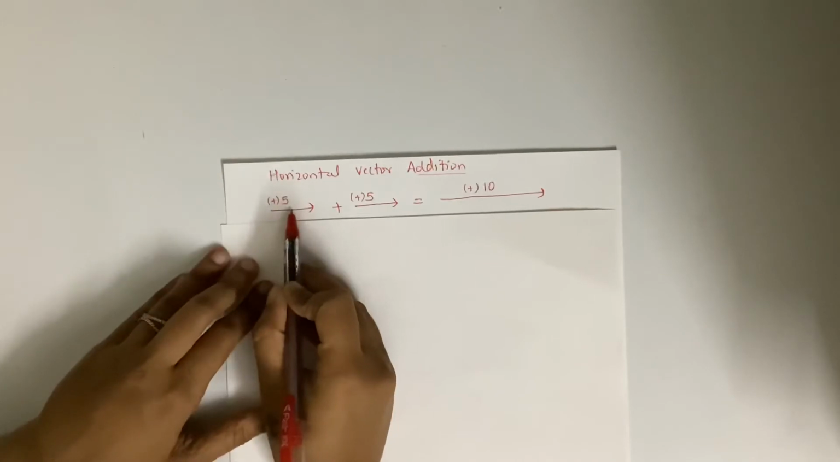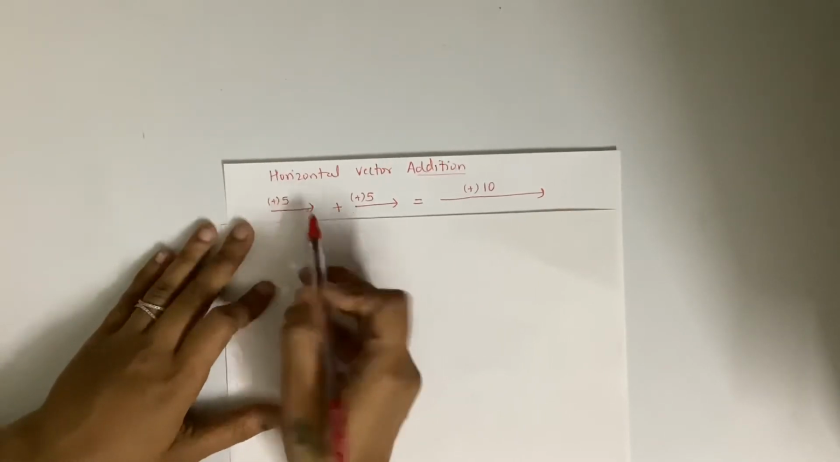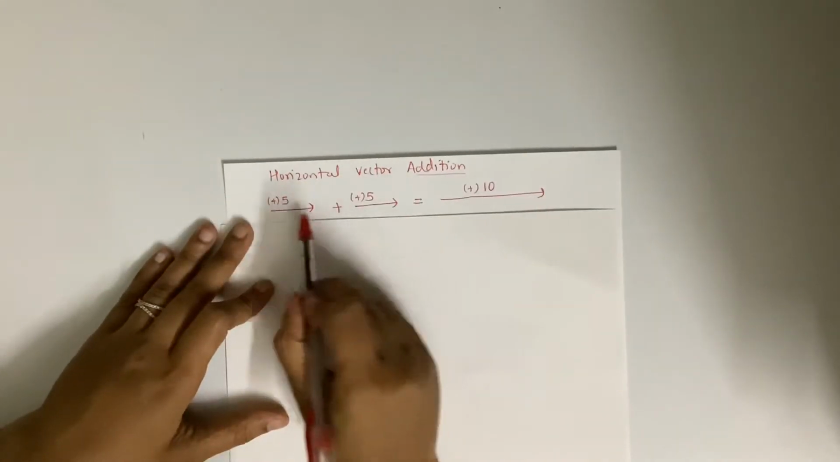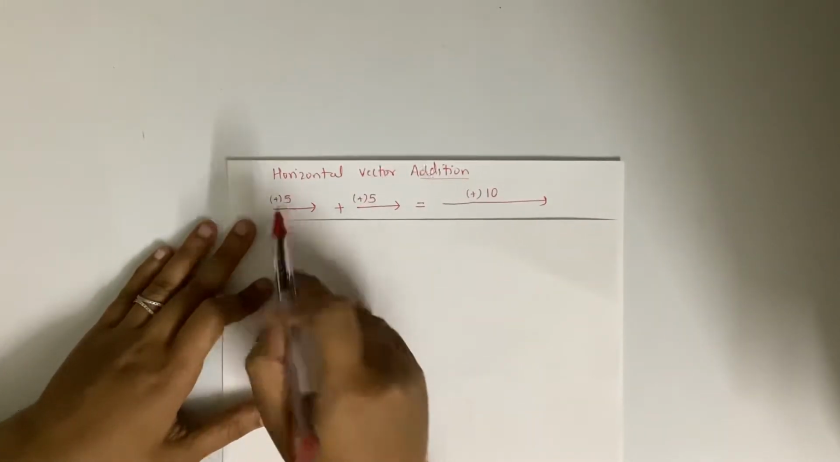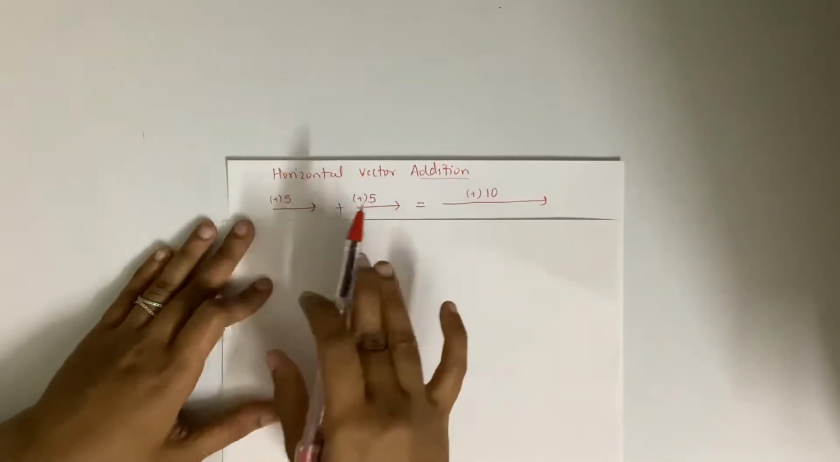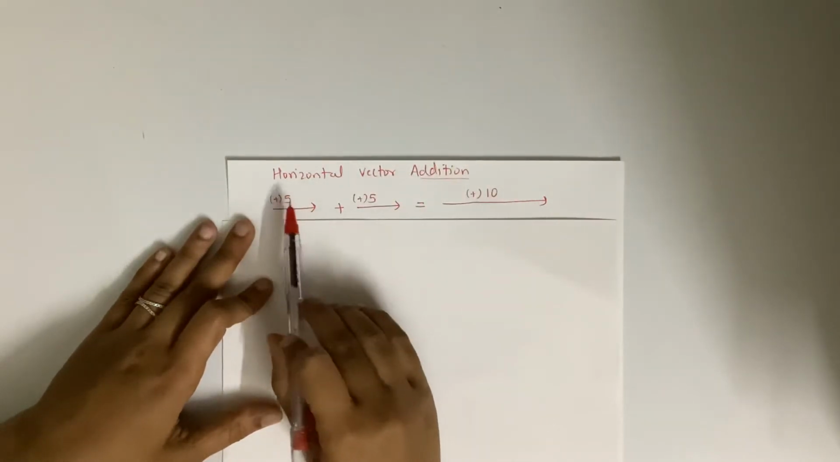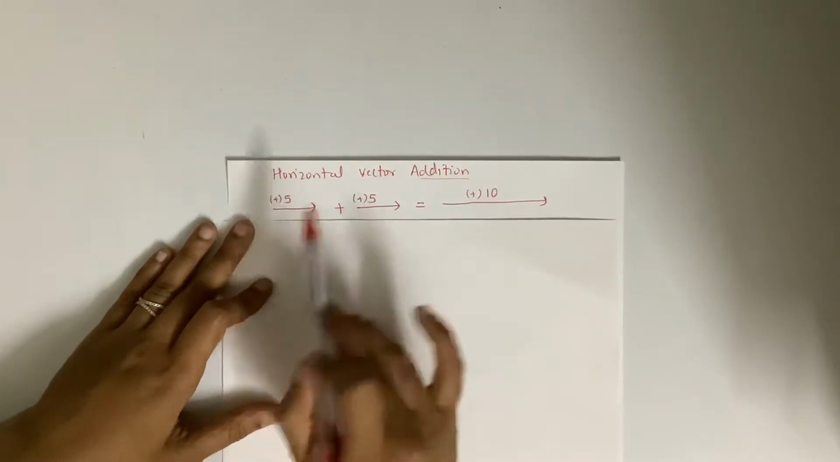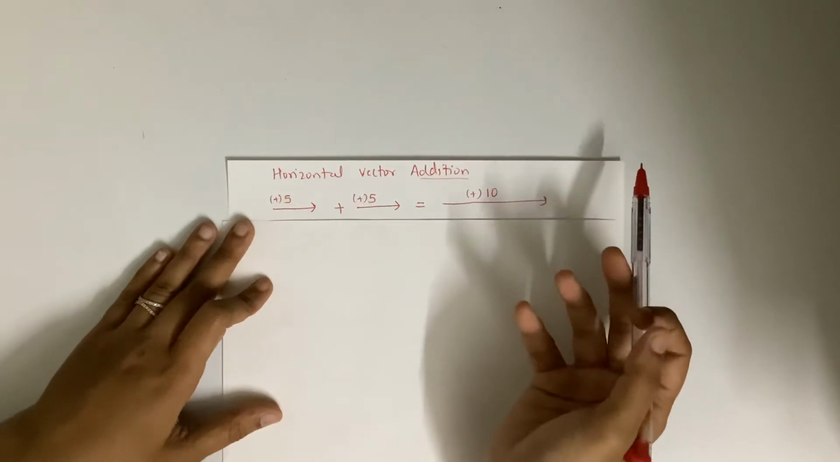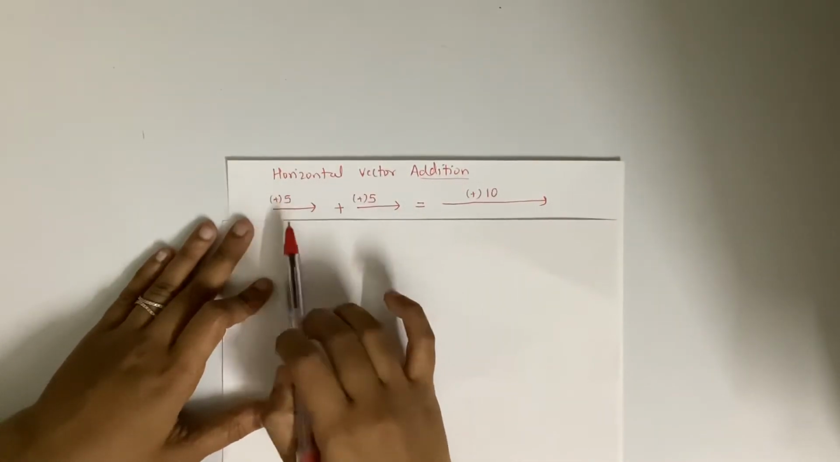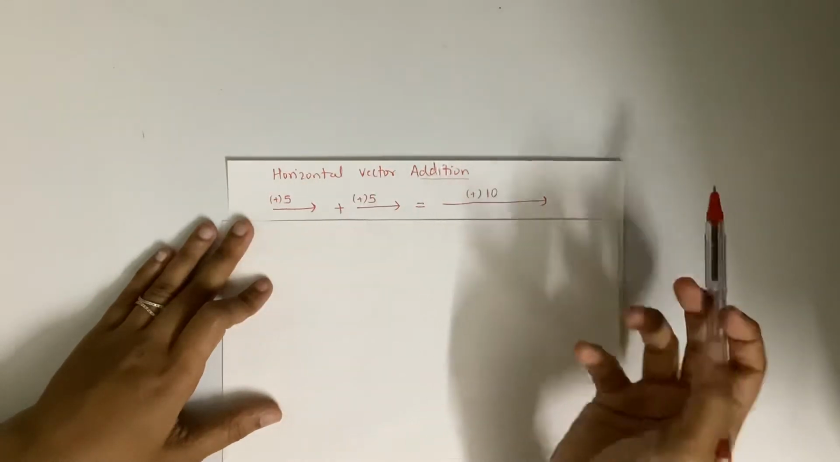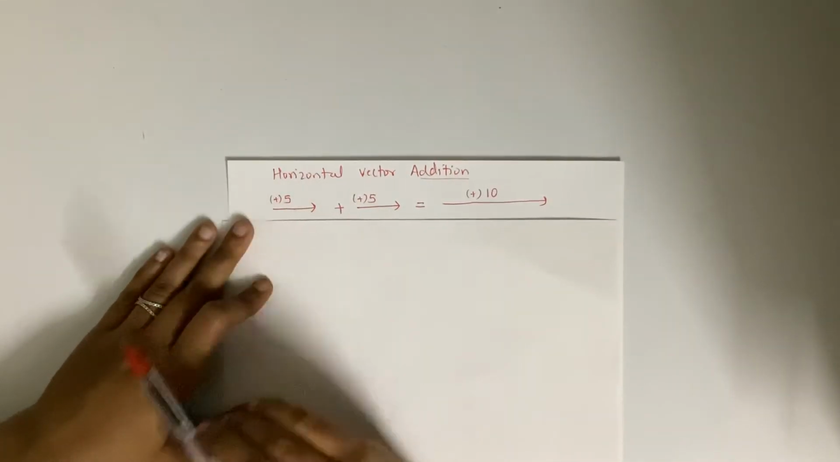So here you can see the first vector is pointing towards the right-hand side and it has value 5. It can be anything: 5 Newton, or if it is velocity, it can be 5 meter per second, or if it is acceleration, because even acceleration is a vector quantity, it can be 5 meter per second square. So only the value is given. Depending on which quantity is there, we can write down the unit.